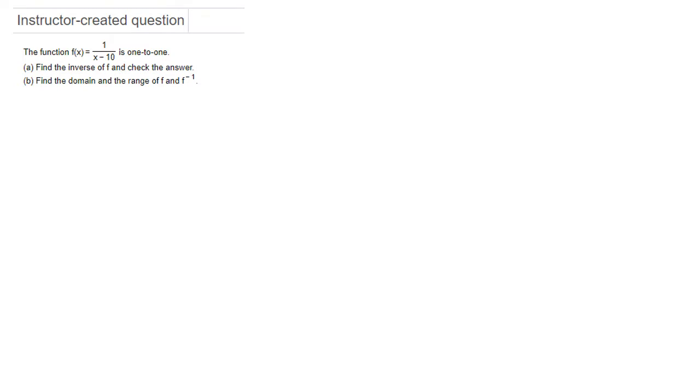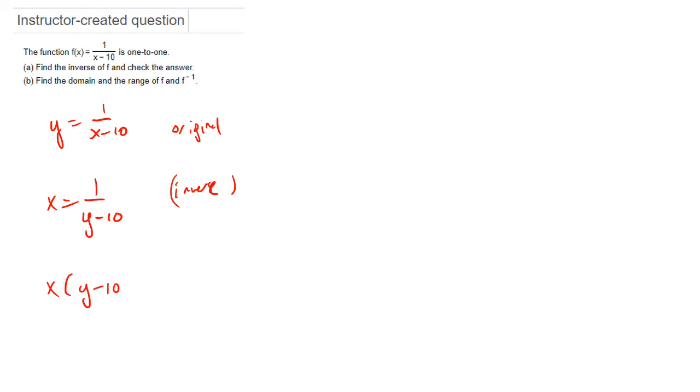Okay, so again, we're given a function we are told is 1 to 1, and very similarly, find the inverse, and then find the domain and range. So instead of starting off with y is 1 over x minus 10, we swap and say x is 1 over y minus 10. So this is the original, and this will be the inverse. Now we just need to solve this for y. So if I multiply both sides by y minus 10, we get this, and now I can divide both sides by x, and then I can add 10 to get f inverse is 1 over x plus 10.